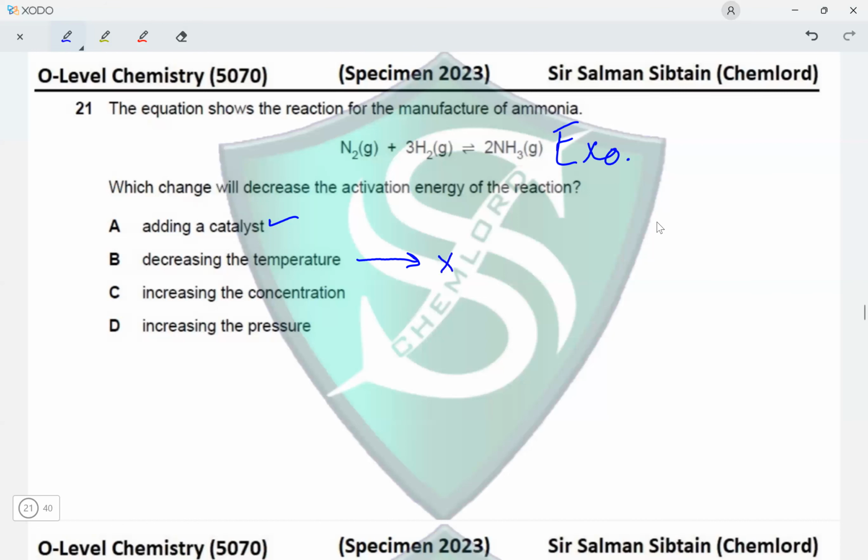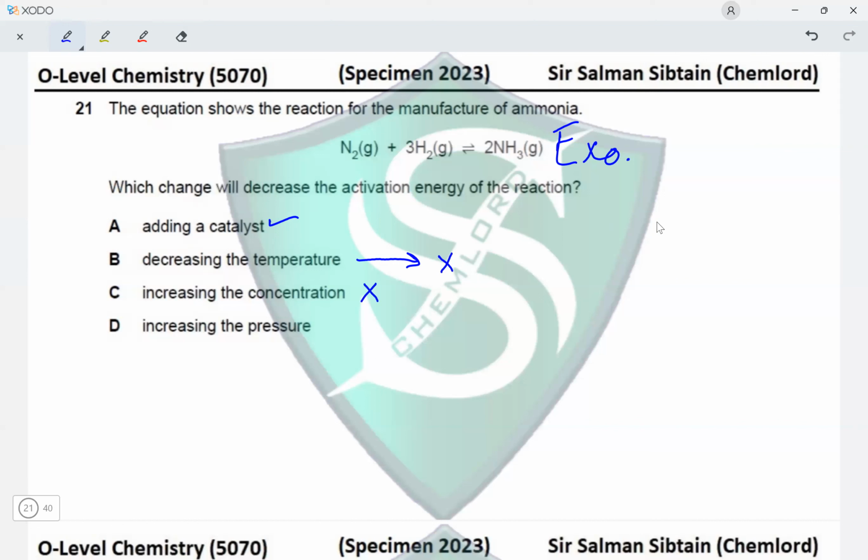Option C, increasing the concentration. Now, the effect of concentration is such that if you increase the concentration of reactants, the forward reaction is favored, and if you increase the concentration of products, the backward reaction would be favored. However, in either case, there would be no effect on the activation energy with respect to increasing or decreasing the concentration. So, option C is also incorrect.